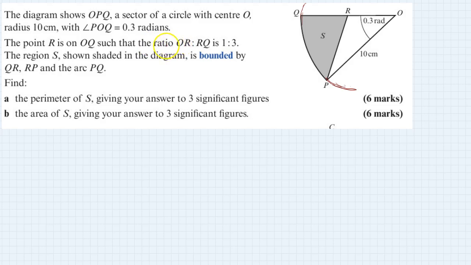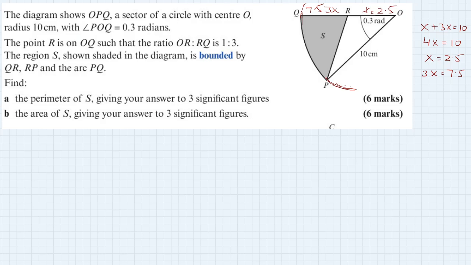such that the ratio is 1:3. OR is 1 and RQ is 3. So if it is x, this is 3x. And this is the radius, so x plus 3x is 10, 4x is equal to 10, x is equal to 2.5, and 3x is equal to 7.5. So this is 2.5 and this is 7.5.